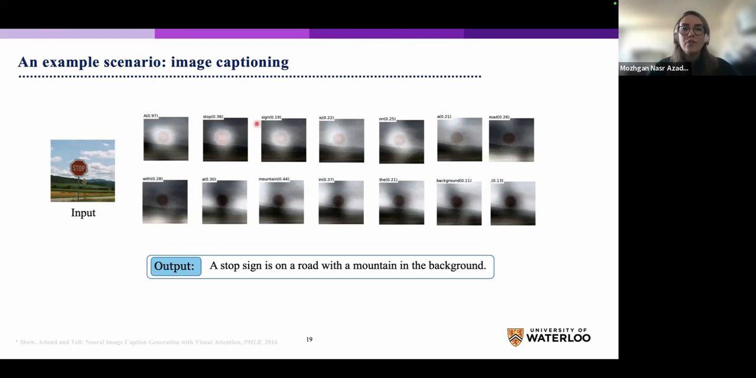So here you can see, for example, when the model is producing the word sign, the focus is on the image representation of sign. Or when the model is trying to generate the word road, the focus is more on the image representation of a road concept, or the same for every other concept within this generation process.